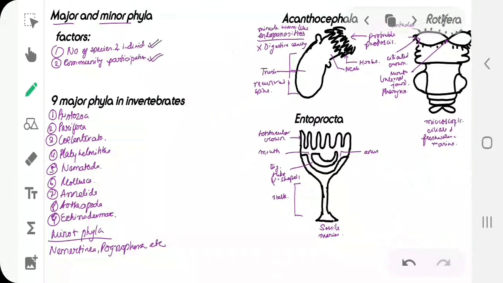With that we have finished the introduction to animal classification. On the next day we will be studying the basis of classification of the animal kingdom.